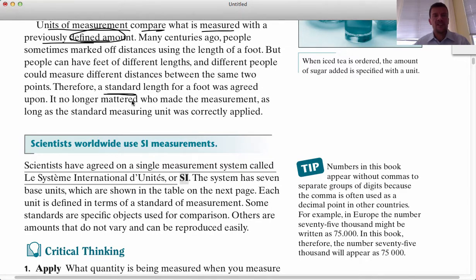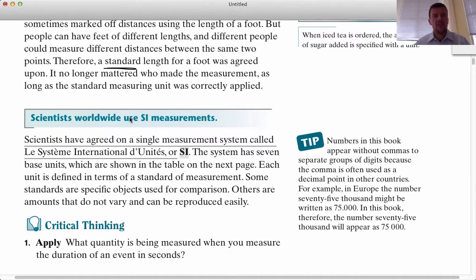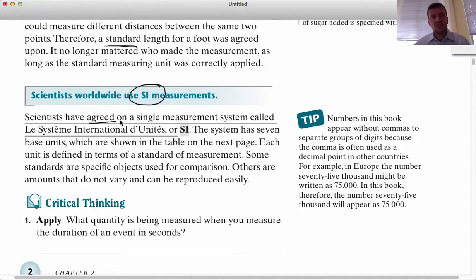We standardize those different units, and often the scientific community uses what is called the SI units. So scientists have agreed on a single measurement system. You have to agree. Everybody has to use the same measurement system, otherwise there's just going to be too much randomness and chaos and confusion. So that single measurement system that is used in the scientific community is called the SI unit.